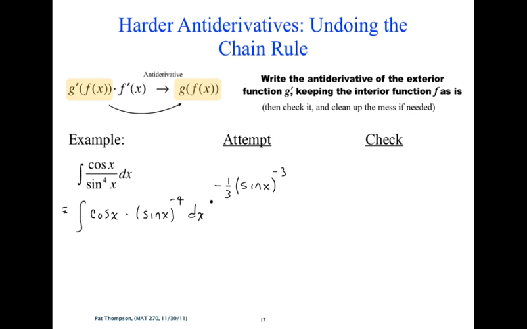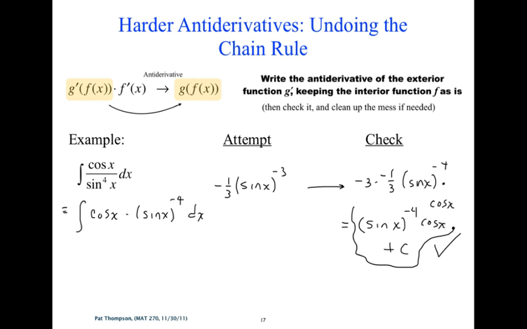So is there more to it? Is this it, or is there more to it? That's it. Okay. So then, check. Let's check it. Derivative. Negative 3 times negative 1/3, sine x to the negative 4, and then times cosine x. And then that equals, is it exactly equal to what we started with? Yes, sir. Okay. But we want all antiderivatives, so plus c. So that one, first attempt got it.